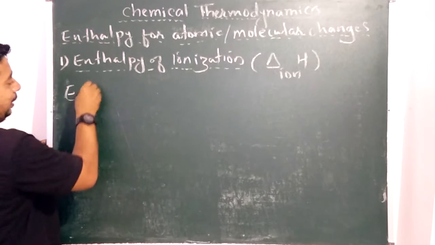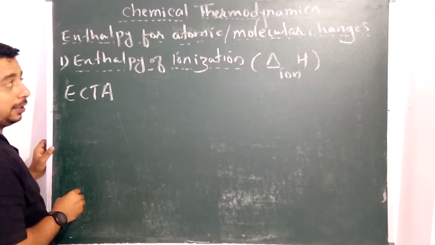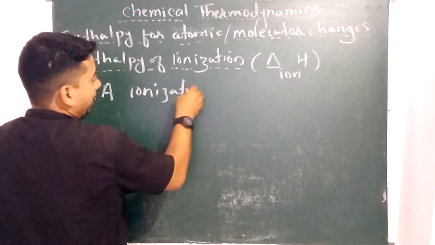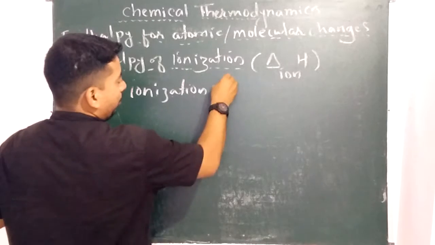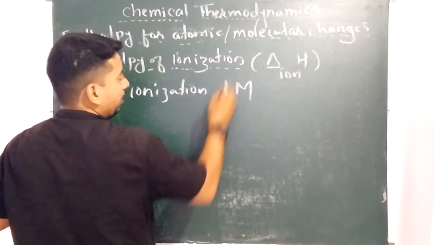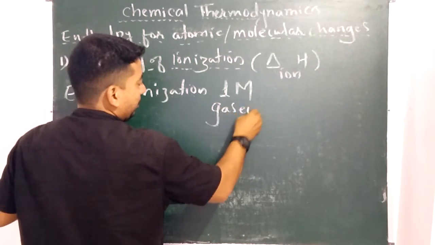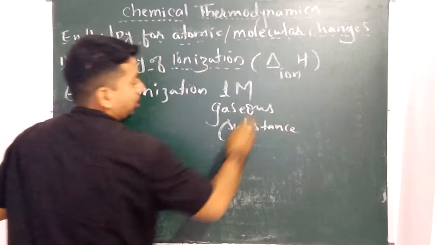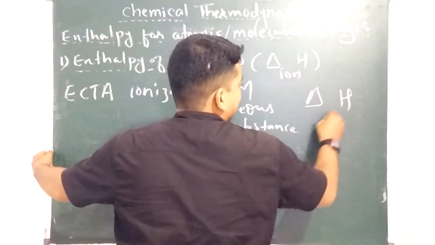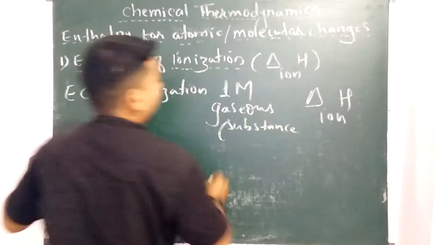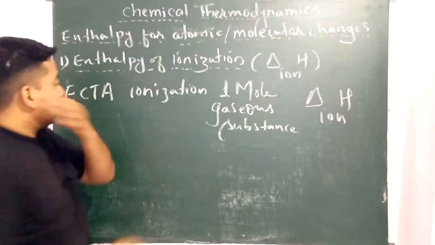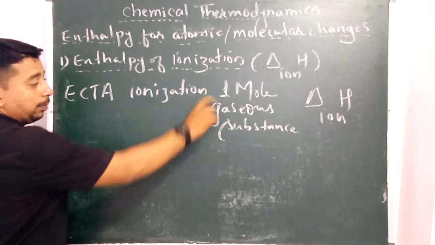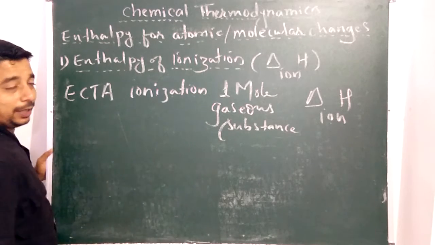Enthalpy change that accompanies the ionization of 1 mole of gaseous substance is called as enthalpy of ionization, delta H ION. So enthalpy change that accompanies the ionization of 1 mole of gaseous substance is called as enthalpy of ionization.